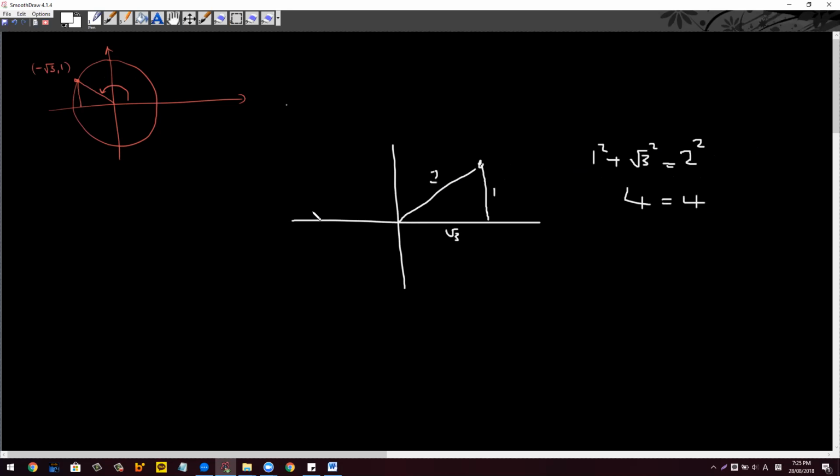Now, I said this angle here is how much? We know that sine of 30 is equal to? So basically, you guys have to memorize a few values for trigonometry, and it's going to be quite helpful. Just give me a second.